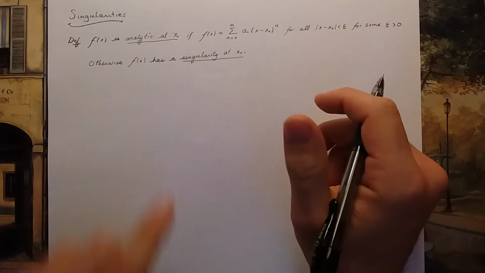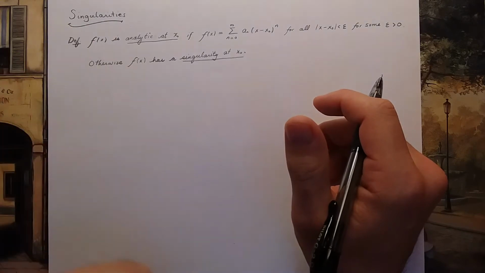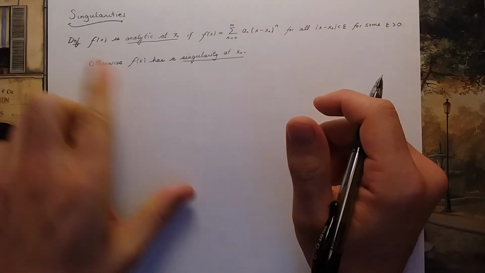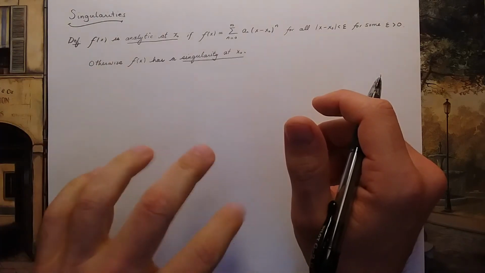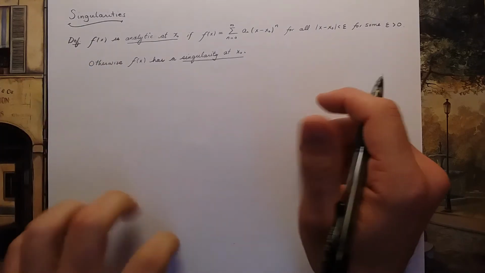So this video defines what we mean by a singularity in a complex valued function. We're going to use singularities to find our main asymptotic result in the follow-up video.